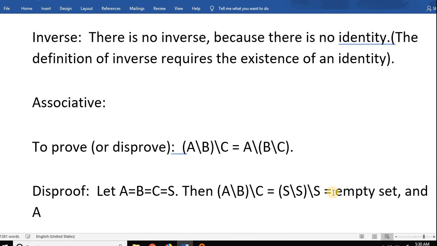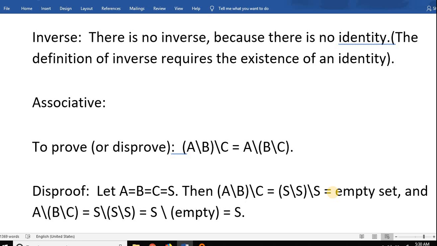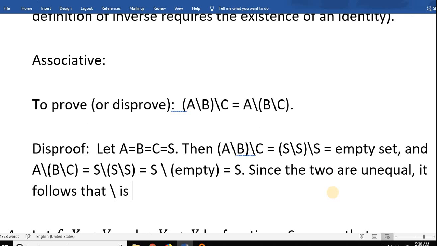And A not B not C is equal to S not S not S not S, which is equal to S not empty is equal to S. Okay, since the two are unequal, it follows that this is not associative. All right, so that's how we get our 4 parts for the 4 group properties of set minus, and definitely it does not give me a group. Okay.